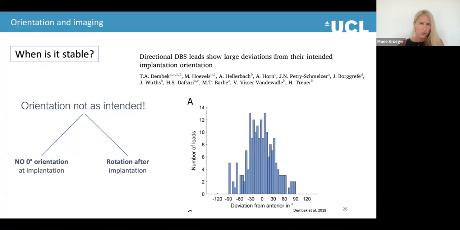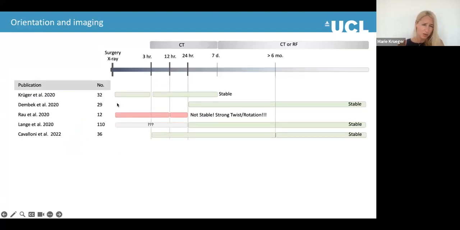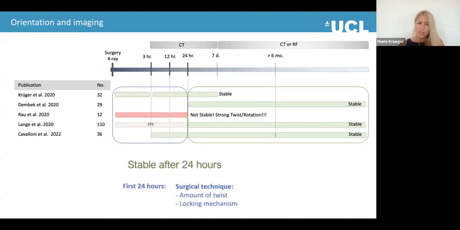And to make a long story short, there have been 5 studies now on this topic. And this one was an animal study where the team in Freiburg put a lot of rotation and twist on the leads. And they actually did see quite a lot of delayed rotation. But in the clinical studies, and 2 of them are from my group, we did not see any delayed orientation. At least no one saw any after 24 hours. But it does depend on the surgical technique, the amount of twist you give, the locking mechanism.